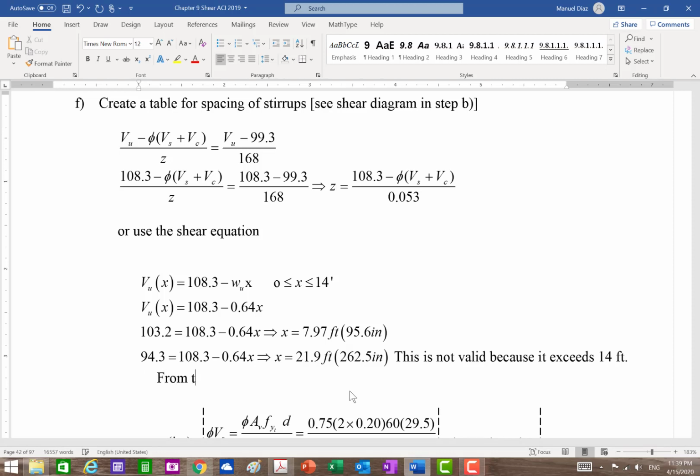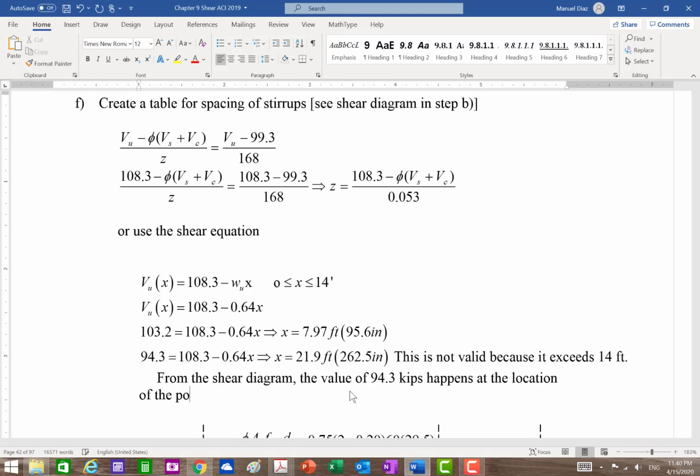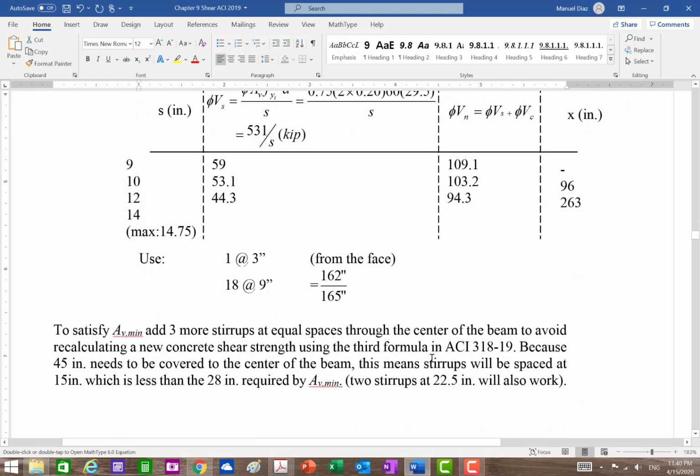No, from the shear diagram, right? No, the value of 94.3 kips happens at the location of the point load. All right, so that's what it is. And so that happens there at the location of the point load.